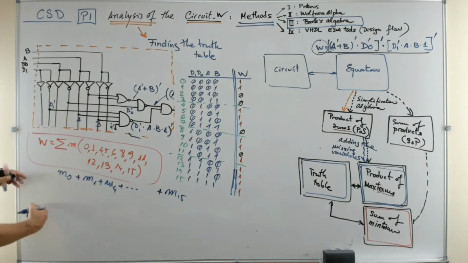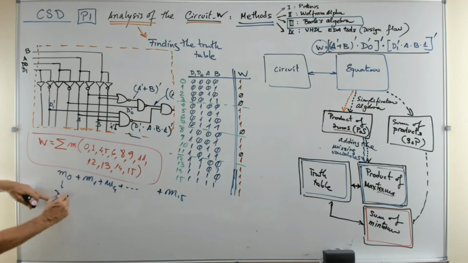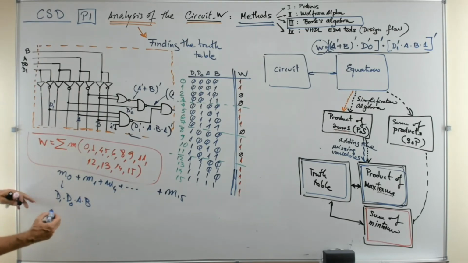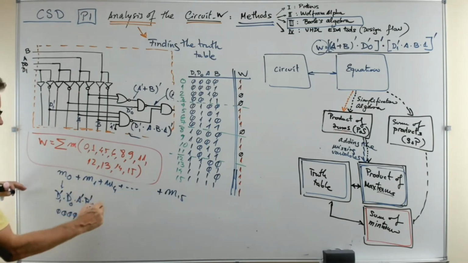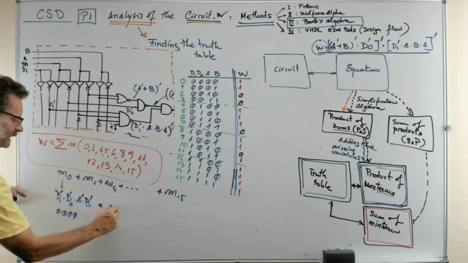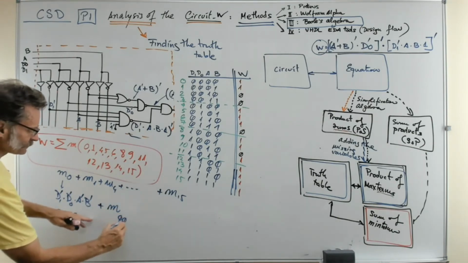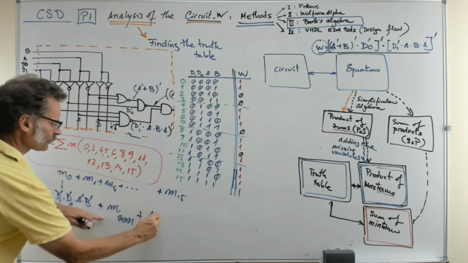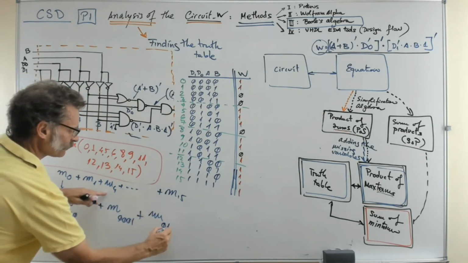So for example, what is the minterm 0? It is D1 and D0 and A and B, right? And because the 0 is 0, 0, 0, 0 in binary, this is it, because it's a minterm, okay? And then the minterm 1. The minterm 1 is nothing but 0, 0, 0, 1 in binary. The minterm 4 is 0, 1, 0, 0 in binary, and so on.